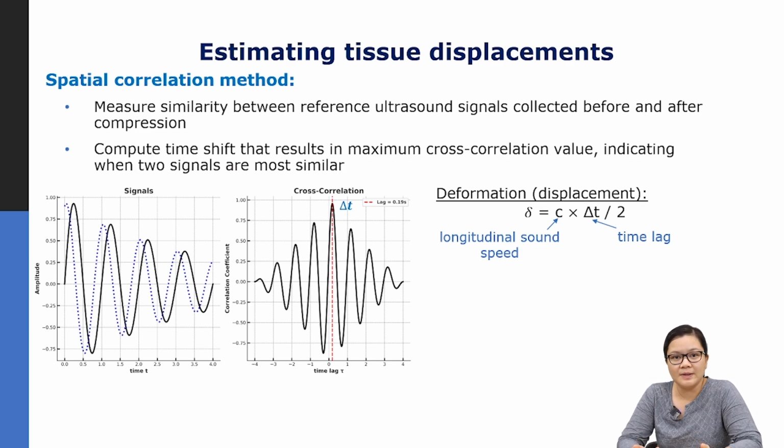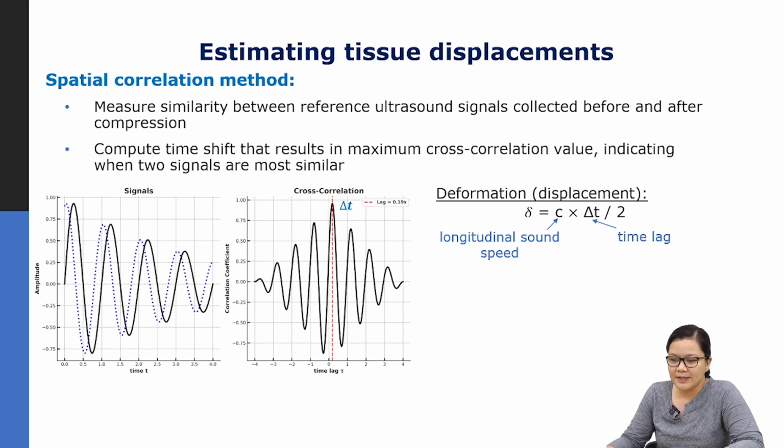I will talk about 3 methods that are used to estimate tissue displacements. So the first method is the spatial correlation method. What it does is measure the differences between the reference signal, which is before compression, and the ultrasound signal that you would get from the tissue after compression. It uses the cross-correlation algorithm. You're computing a time shift in the signal.